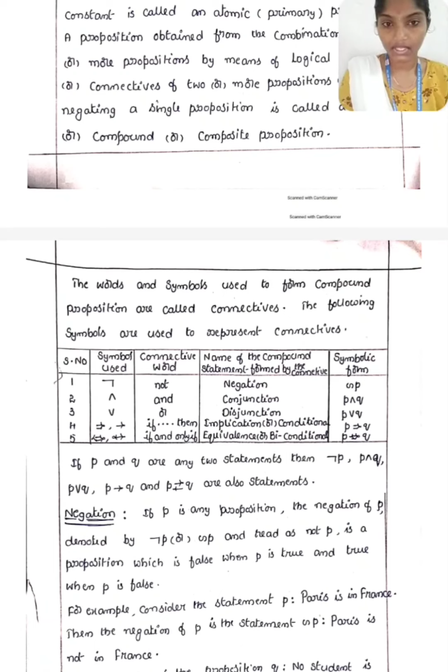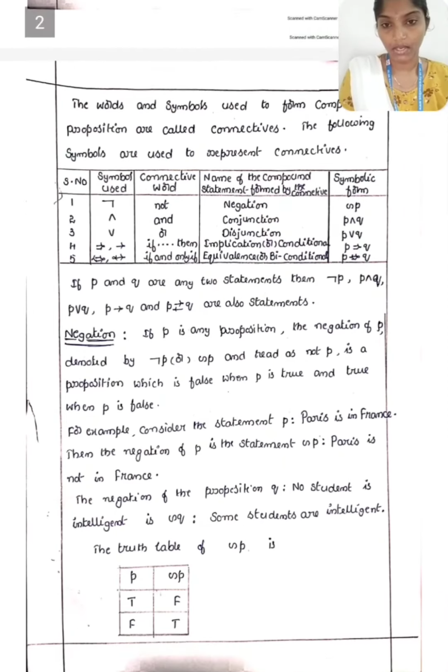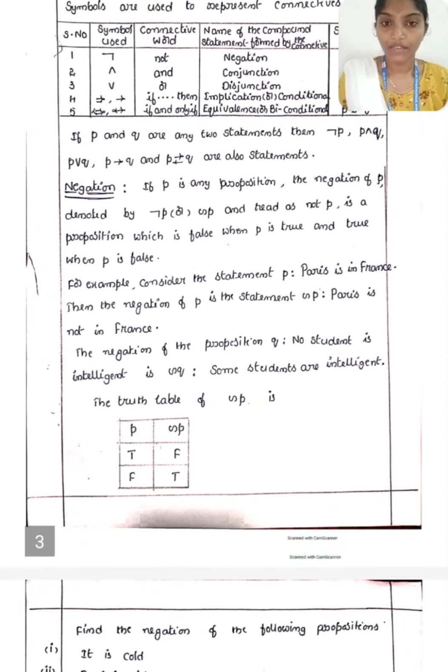The words and symbols used to perform compound propositions are called connectives. The following symbols are used to represent connectives. We can see the following connectives in this table. If p and q are any two statements, then negation p, p and q, p or q, p implies q, and p if and only if q are also statements.